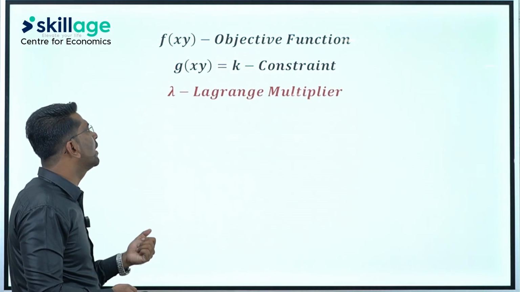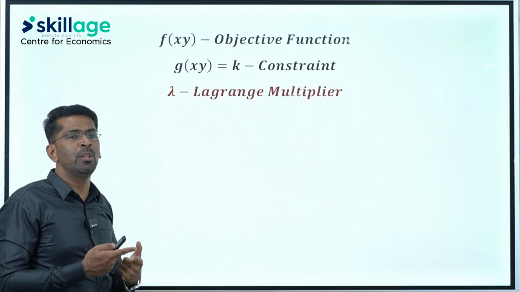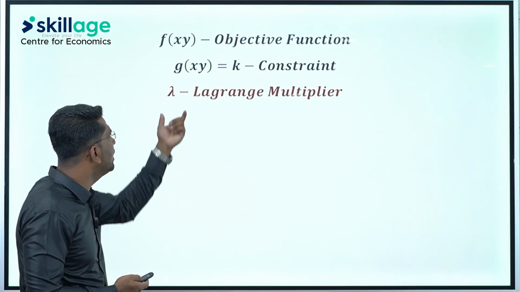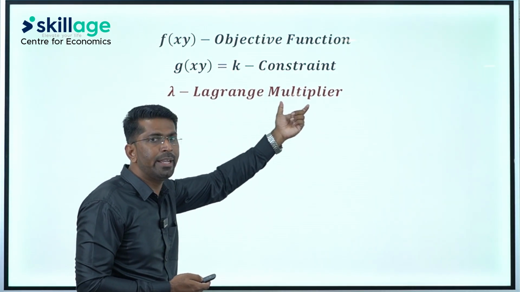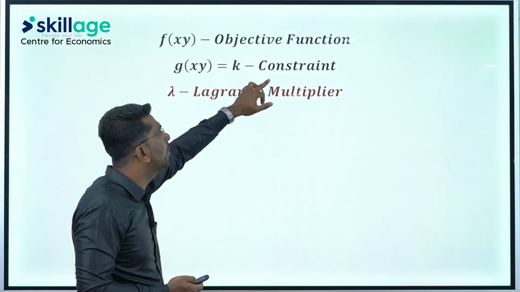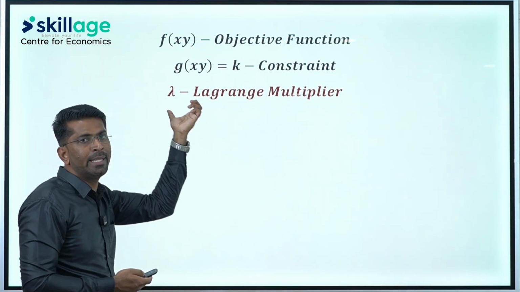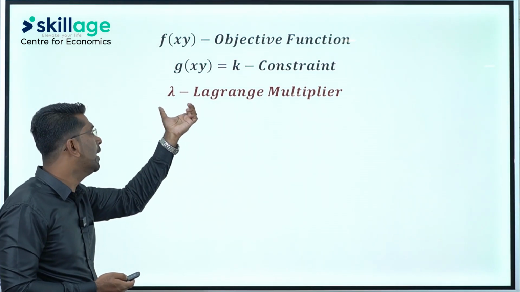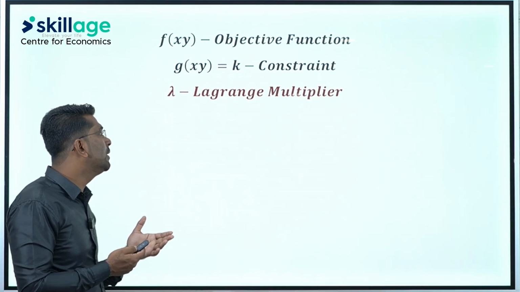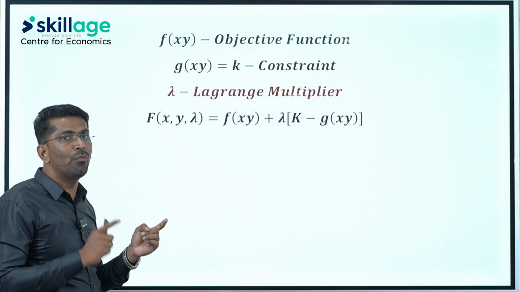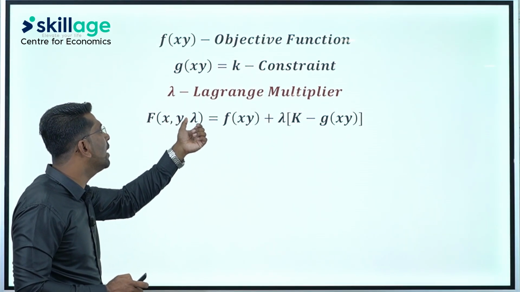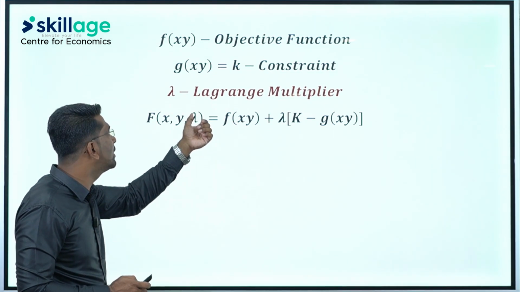So in that particular case we are introducing a new term. That term is lambda, and this lambda is known as the Lagrange multiplier. We are going to integrate the objective function with the constraint by using the Lagrangian multiplier. So how are we going to formulate a function? See, we are going to formulate a new function, that is a function of x, y and lambda.